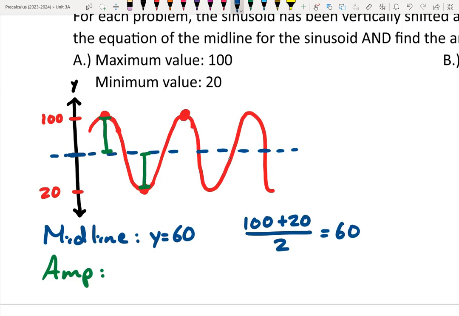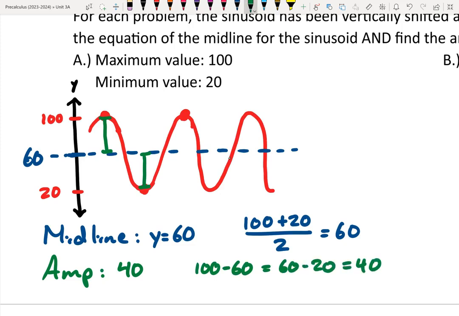Amplitude. Aiden, what is the amplitude? And how did you determine 40? Good. So if we want to get to 60, then that would be definitely a distance of 40 from both 100 and 20. So you could do one of two things. You could go 100 minus 60, or you can do 60 minus 20. Regardless, that equals 40. It's that distance in between. If you haven't done B, go ahead and do B, please. Take another minute, and then we'll check in with that one.